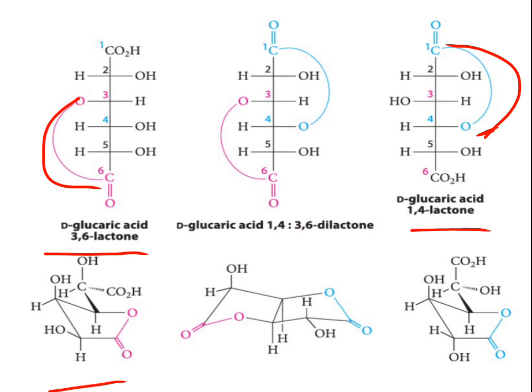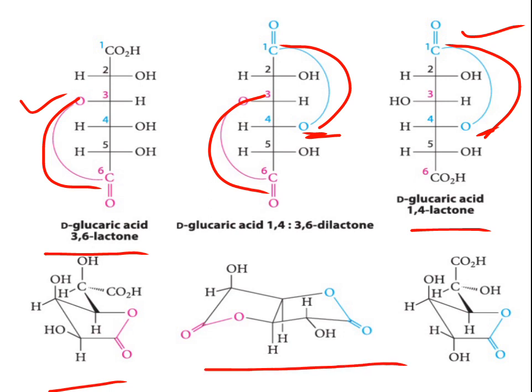And in another case, both of these can occur simultaneously. That means this 3 hydroxyl group can attack this 6th position of the carbonyl group, and this 4th hydroxyl group can attack this number 1 carbon. So you will get this structure, the 1,4,3,6 dilactone.